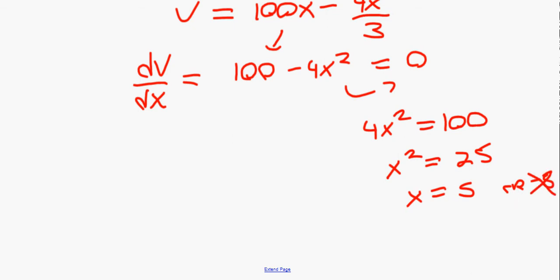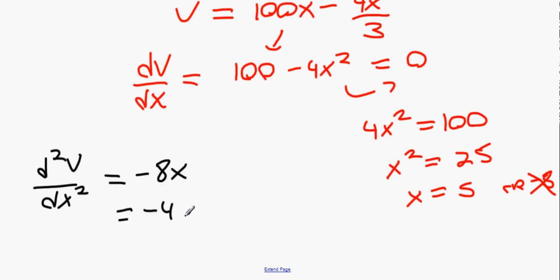x equals 5. I need to make sure this is a maximum, so I'm going to get the second derivative. The second derivative gives me minus 8x, and x equals 5, so that gives me minus 40. Minus 40 is less than 0. When the second derivative is less than 0, it is going to be a maximum.